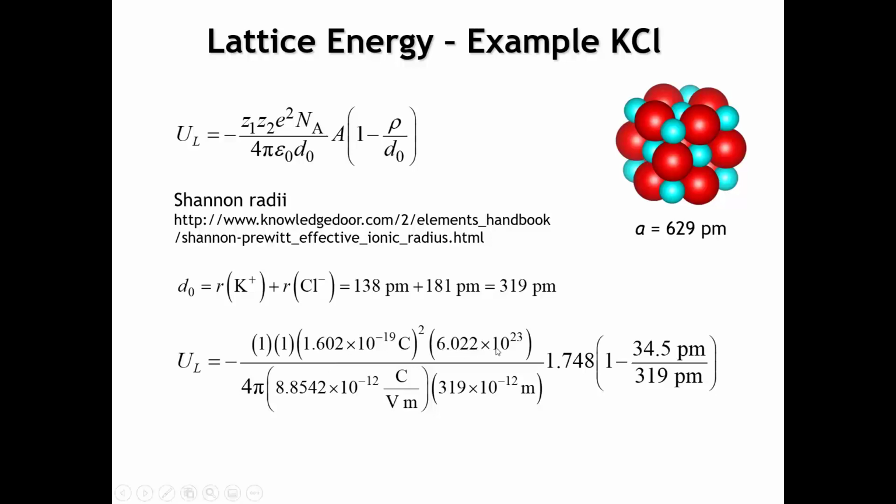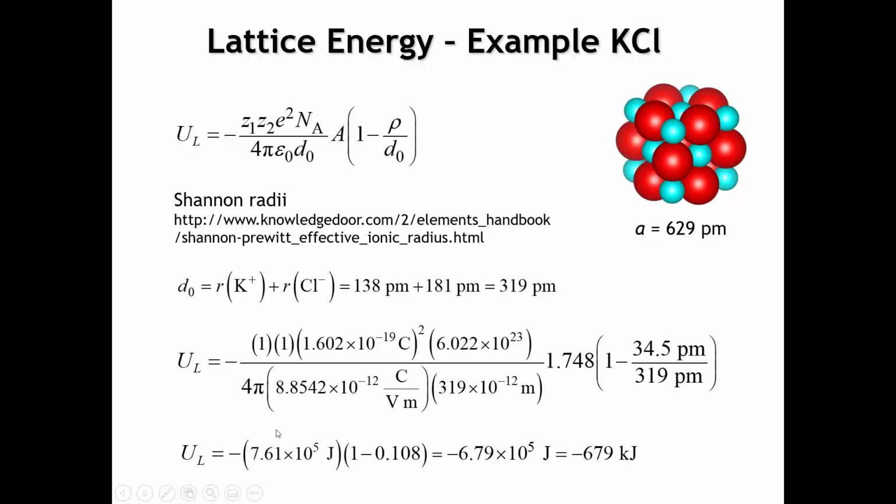We're going to multiply by Avogadro's number, and divide by 4 pi times epsilon naught, the electric constant, or the permittivity of free space. And then here is our equilibrium distance, 319 picometers. Remember that a picometer is 10 to the minus 12 meters. 1.748 is our Madelung constant for the sodium chloride or rock salt structure. And then here we're going to take rho as an empirical constant that's 34.5 picometers, divided by our equilibrium bond distance. So when you put all of that into the calculator, you're going to get minus 679 kilojoules.